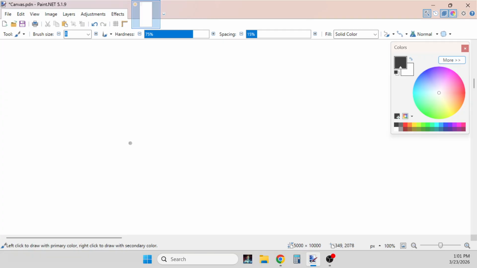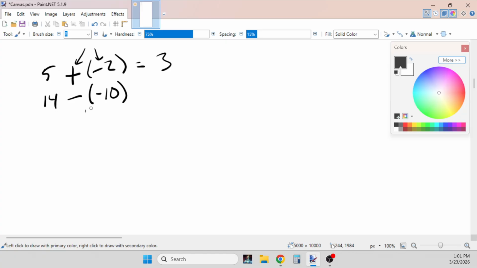Okay. We should be able to add and subtract positives and negatives. Maybe we have something like 5 plus negative 2. We should understand that when these signs are different, we are subtracting. So we get 5 minus 2 is 3. When these signs are the same, that is, this sign and this sign are the same, then we are adding. So we get that.